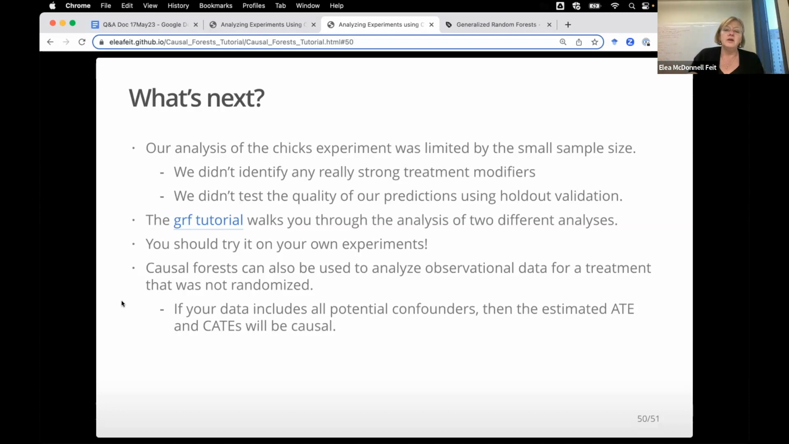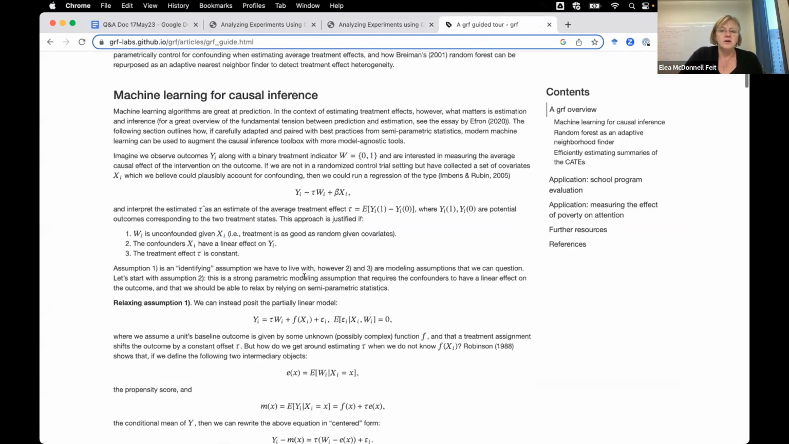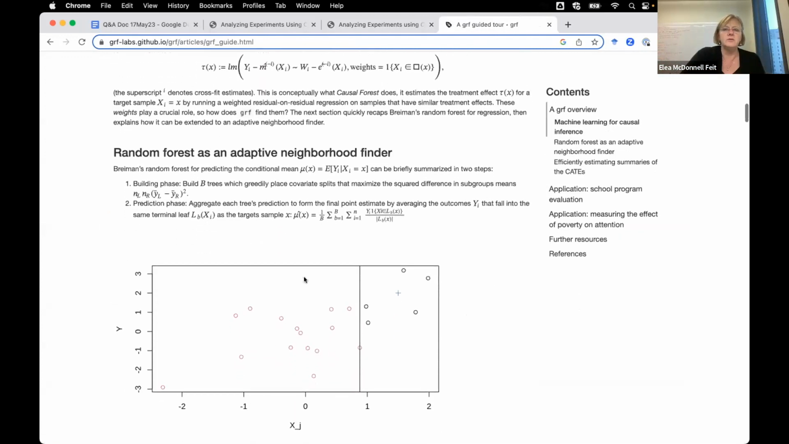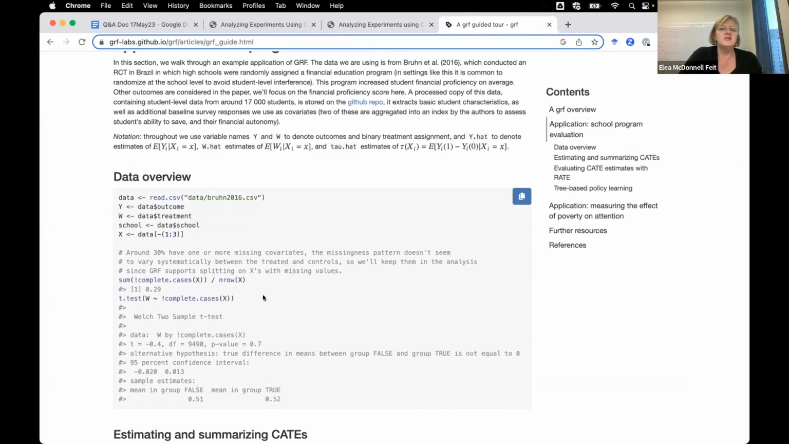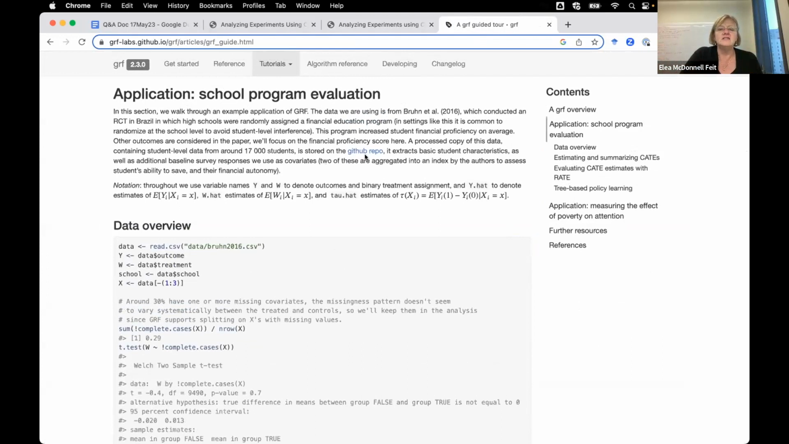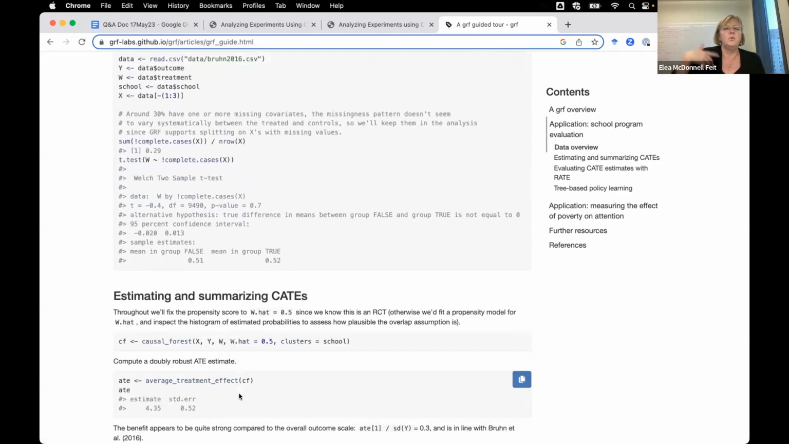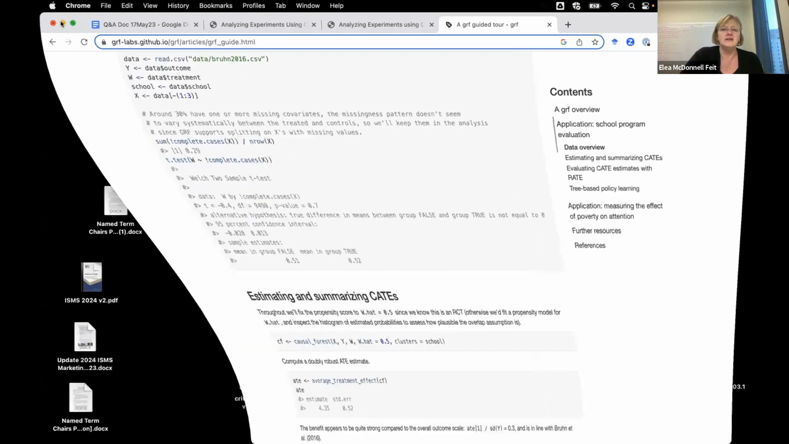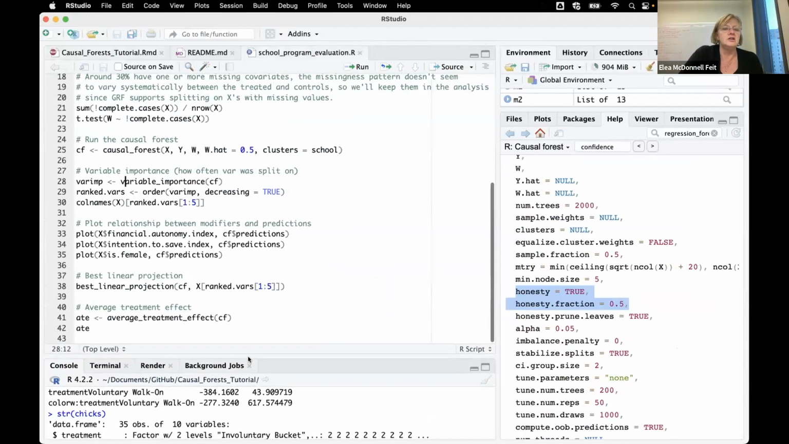So if you want to see that, the GRF tutorial, which I've linked there, it's here on the website under tutorials. If you skim past the math, you kind of know most of what the math has to say, because I've already said it today, and start to go into the applications. There are data sets that you can download and run this code, and it'll give you examples of what this looks like with a very large data set. And I actually stuck a version of the code in the GitHub repo, the school program evaluation.